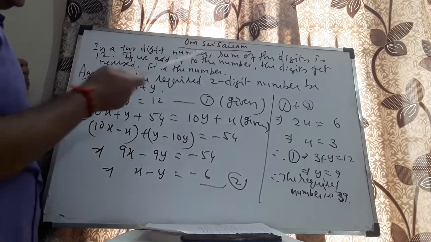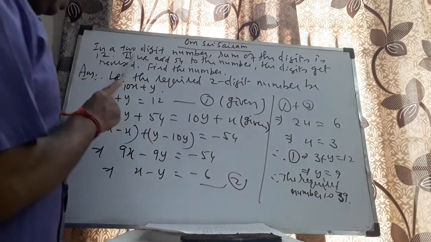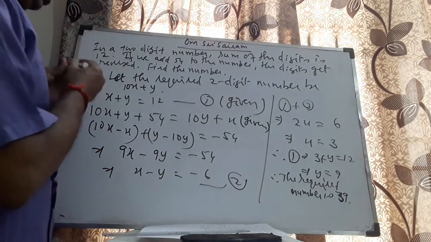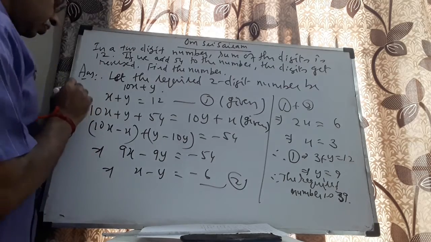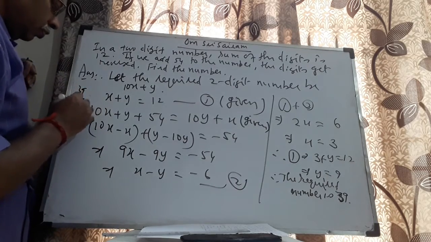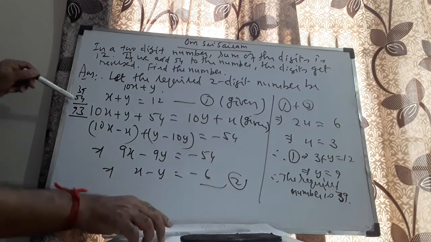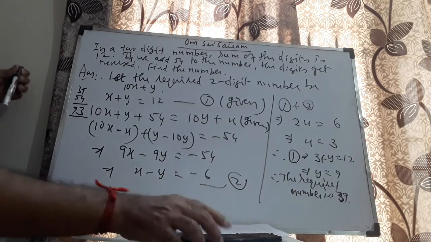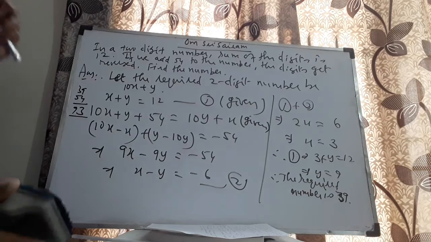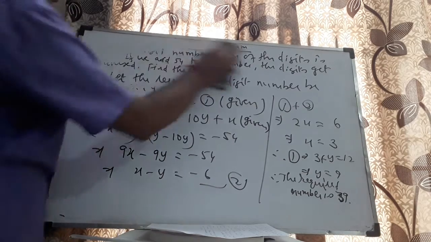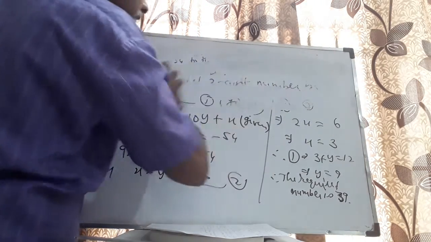You can check whether the conditions are satisfied. 3 plus 9 is 12. It's correct. 39 plus 54, you can just check, becomes 93. The digits get reversed. Therefore, it satisfies the given two conditions. Therefore, my answer is correct. I can verify the conditions also after I get the answer.